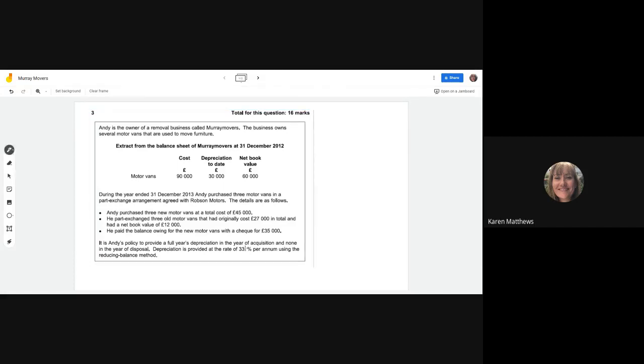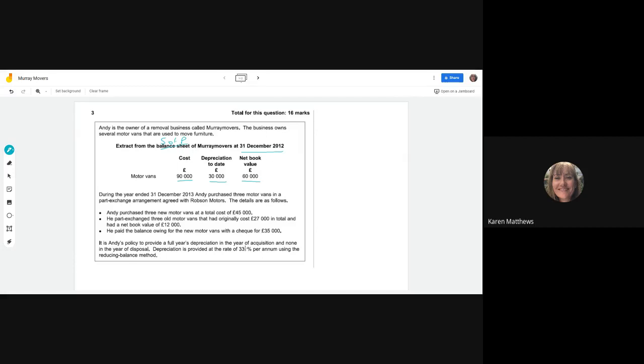The business owns several motor vans that are used to move furniture, strangely enough. And we've got an extract from the statement of financial position of Murray Movers at the 31st of December 2012. So this is last year's figures. He had vans that cost 90,000, have been depreciated by 30,000, and had a net book value of 60,000 pounds.